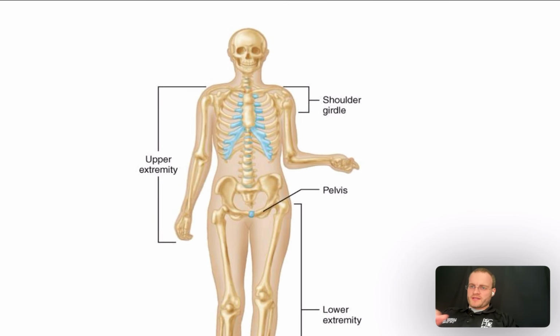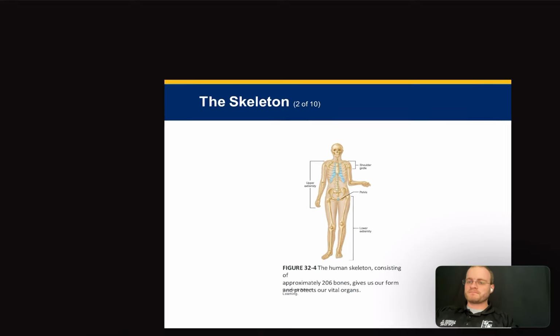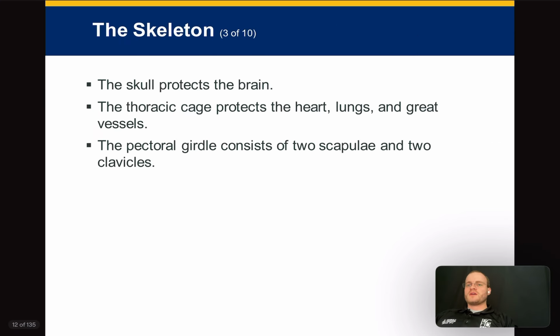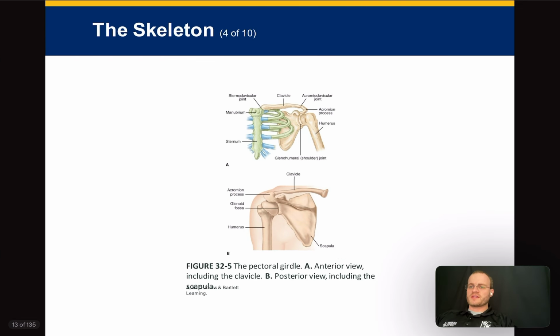One thing I'll point out here is the things they have painted blue on here is cartilage. Everything else is bone. And so there's cartilage that holds together the pelvis. There's cartilage in the fibrocartilage disc between the vertebra. There's cartilage that connect the ribs to the vertebrae, or to the sternum, excuse me. Okay? Now, the skull protects the brain, the thoracic cage protects the heart, lungs, and great vessels. The pectoral girdle, excuse me, consists of the two scapula and the two clavicles. And I think that's, yeah, right here.